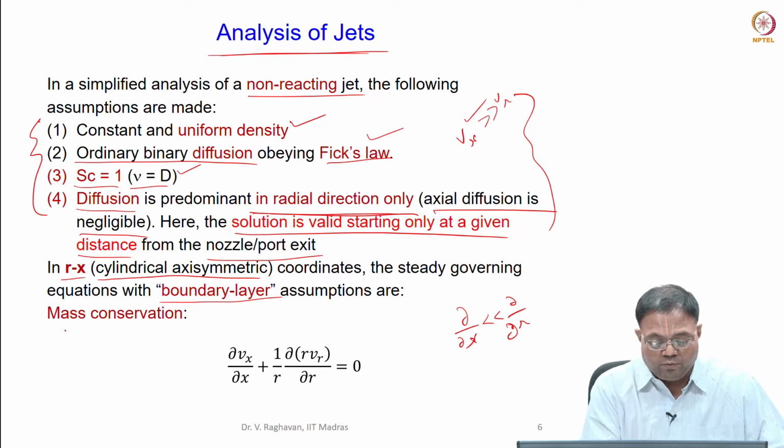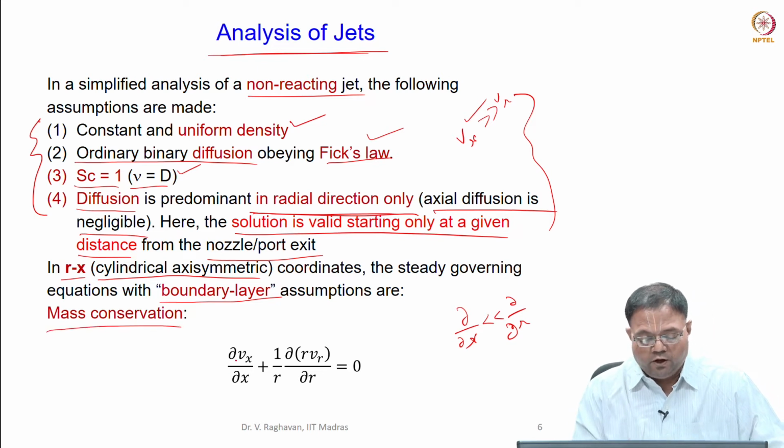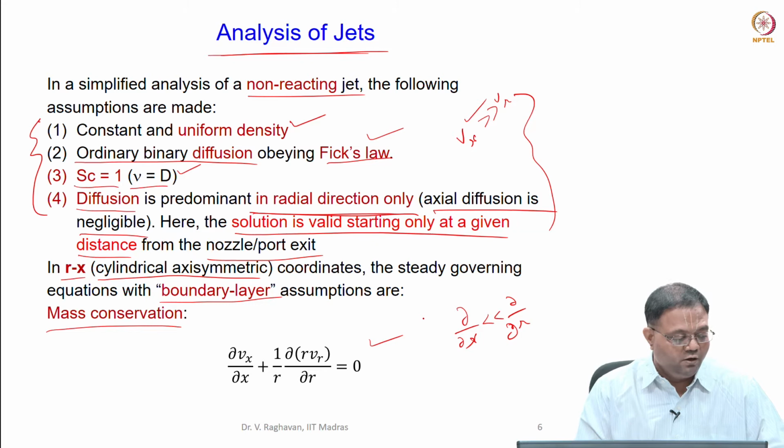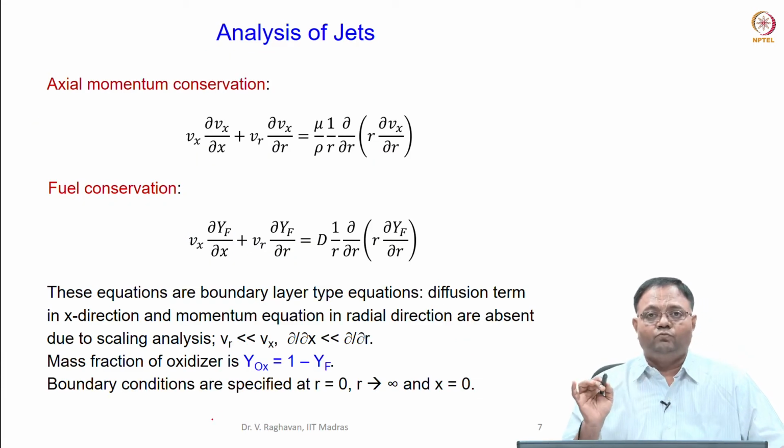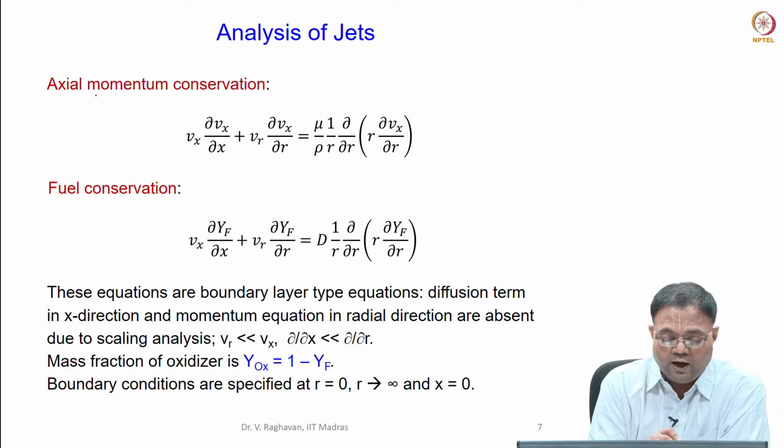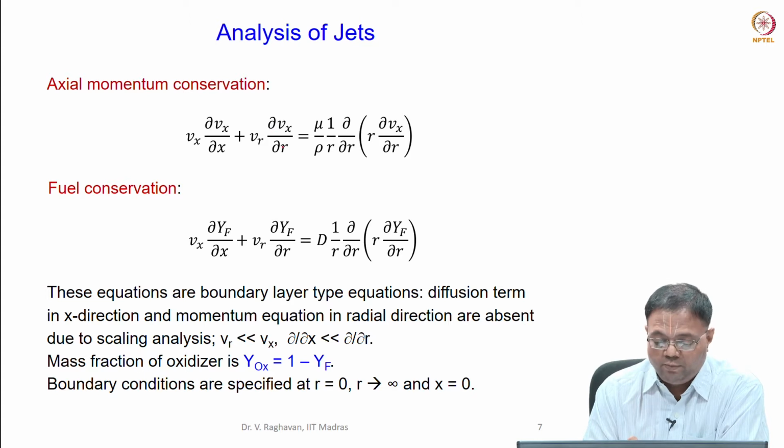So, we write the conservation equations. Continuity equation: dVx/dx plus 1/r d/dr of (r times Vr) equals 0. So, the simple equation is this continuity equation, mass conservation, for a steady state problem. There are no time dependent terms involved in this. Similarly, the axial momentum equation: Vx times dVx/dx, the convective term, plus Vr times dVx/dr. So, this is the axial momentum conservation. Vx is put in the convective term here.